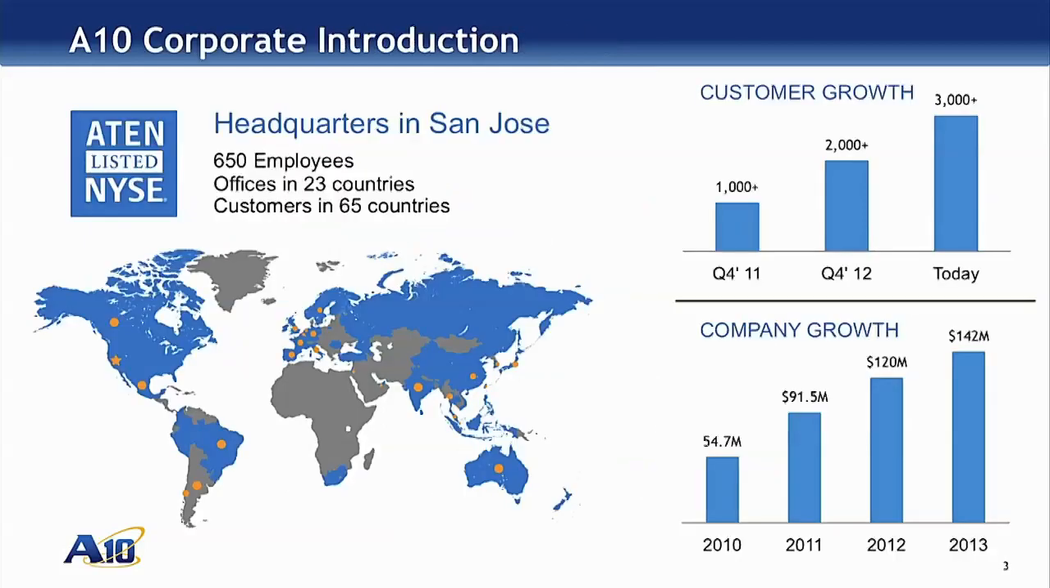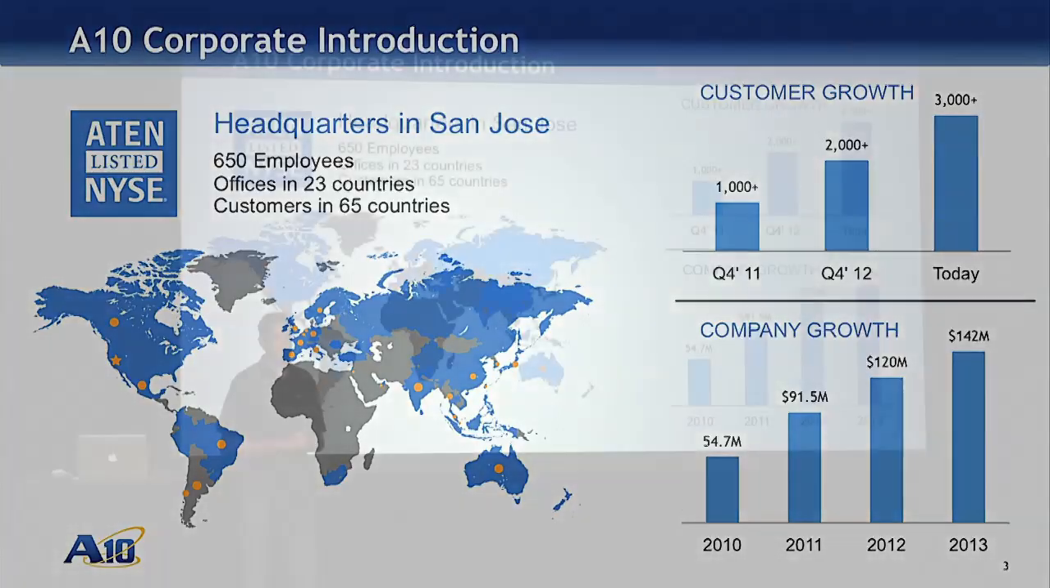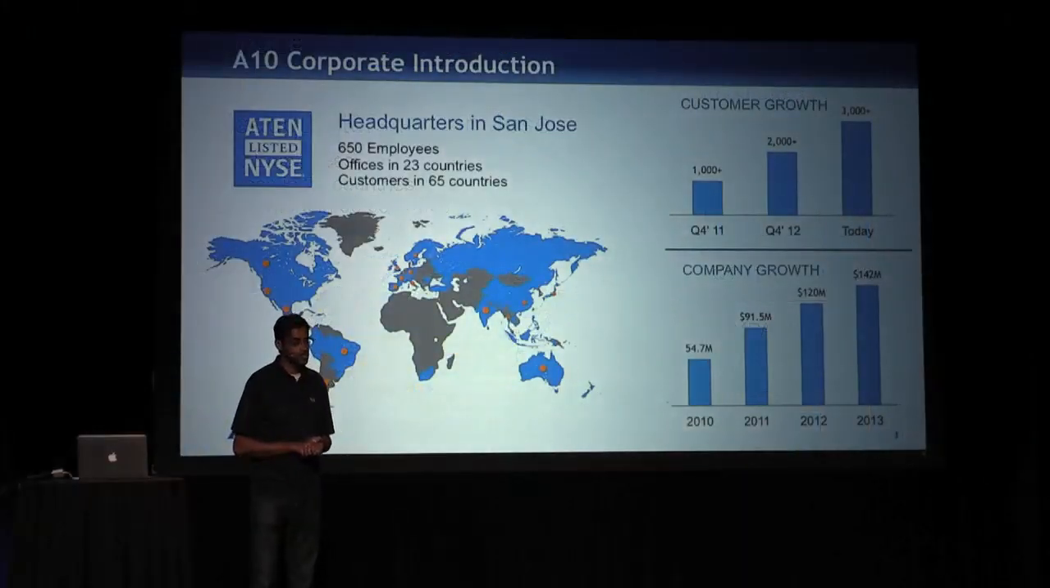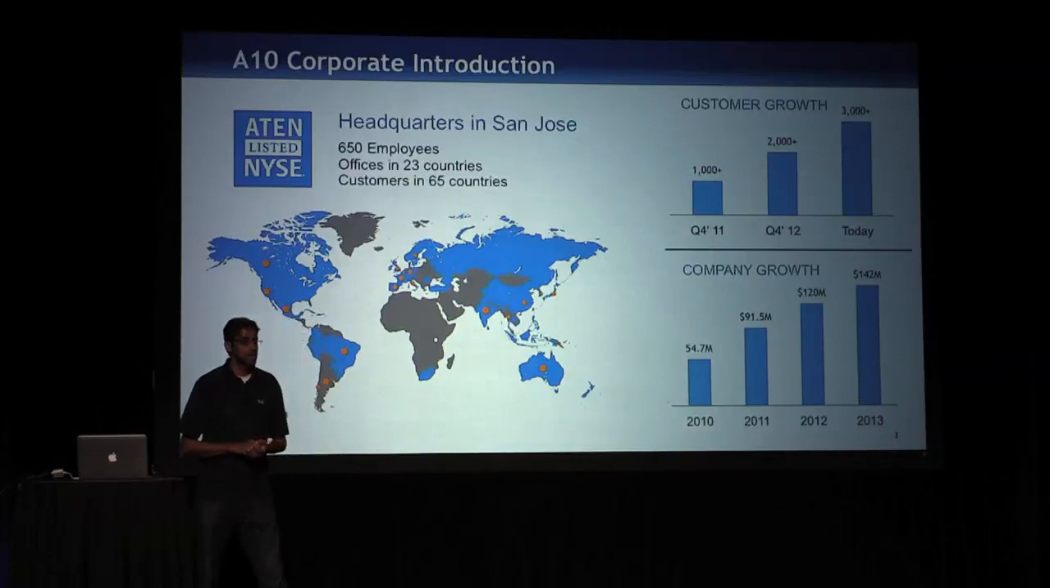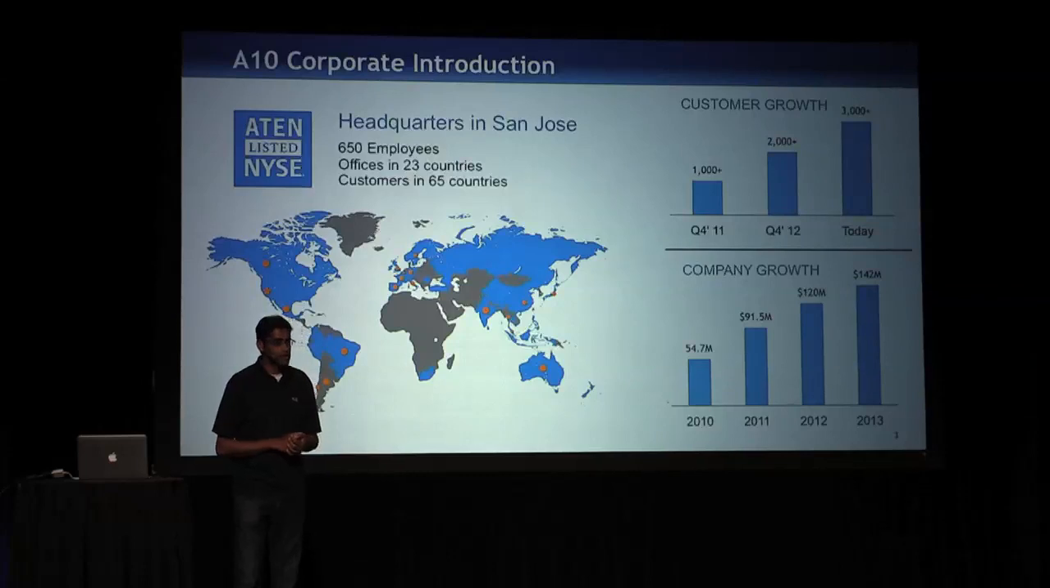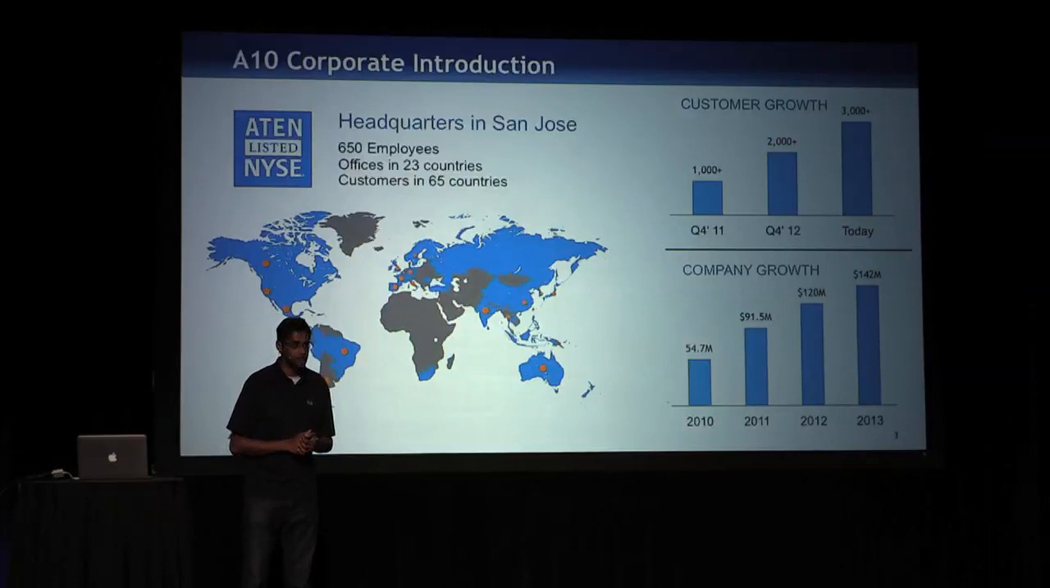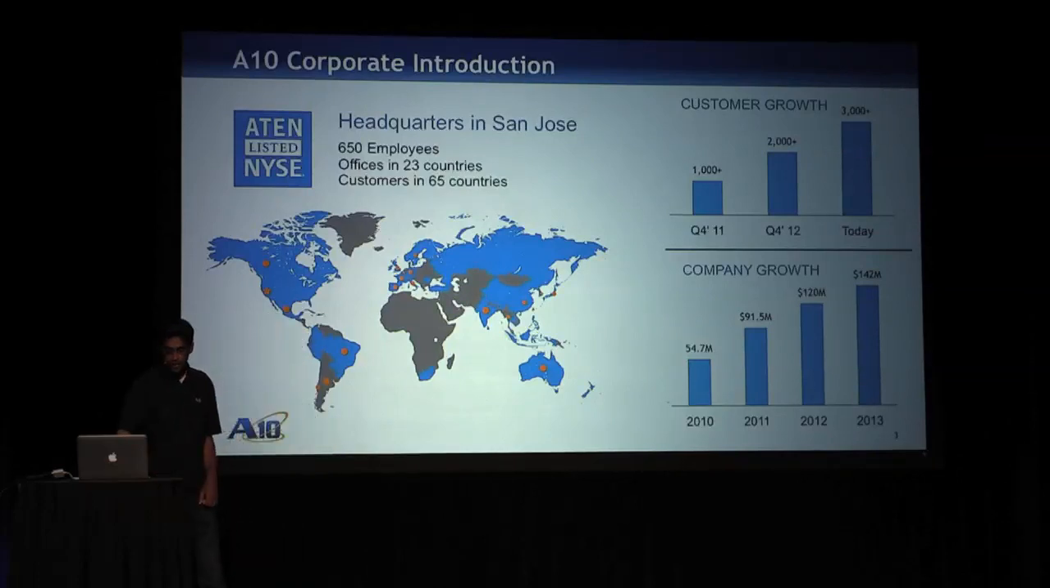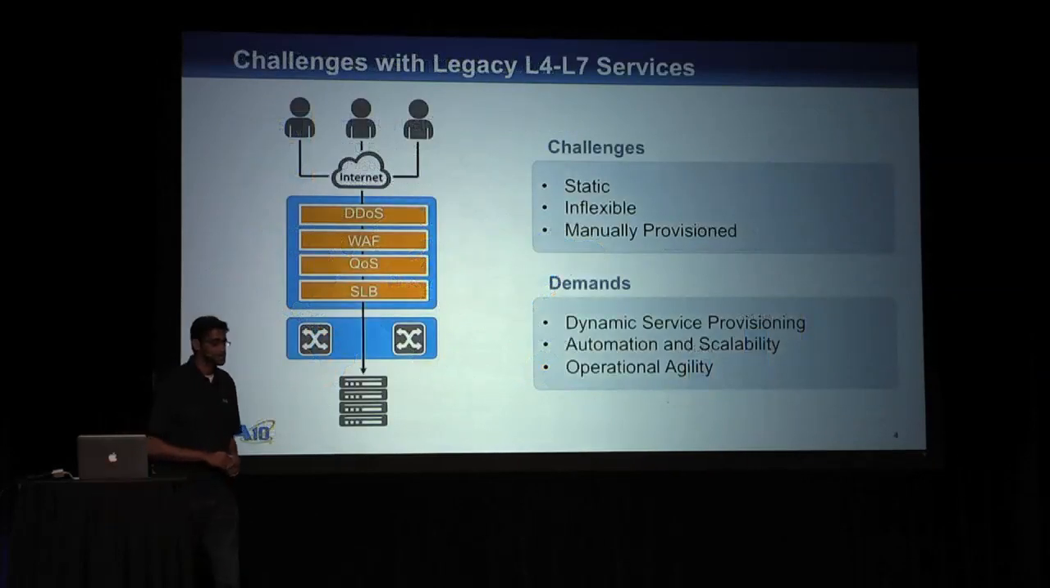And here's a quick company snapshot. A10 Networks was recently listed on NYSE. We went IPO roughly 2 months ago, and it has been a phenomenal time. As you can see, our customer growth has tripled in the past 3 years. Our revenues have almost tripled in the last 4 years. So it's been a great ride, very interesting times, and we hope to deliver even more innovation as a public company. So that's A10 Networks for you and the products.